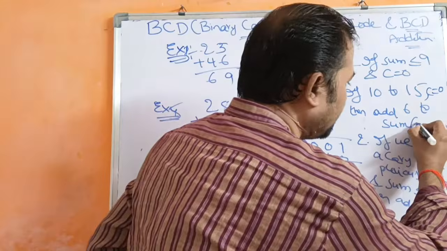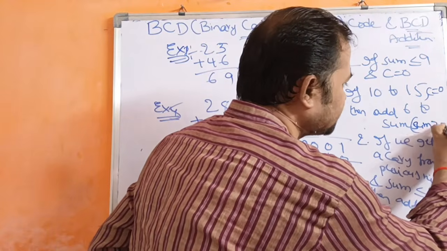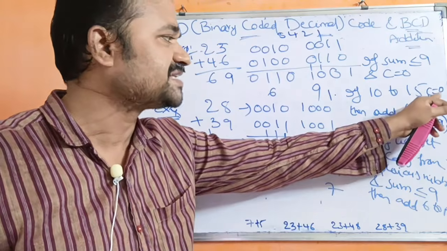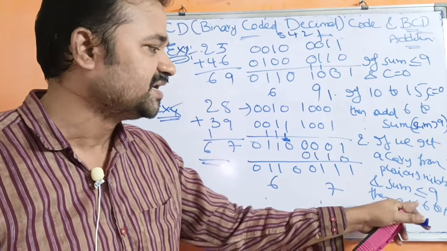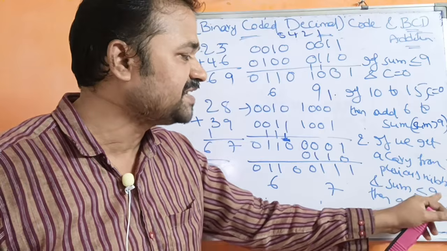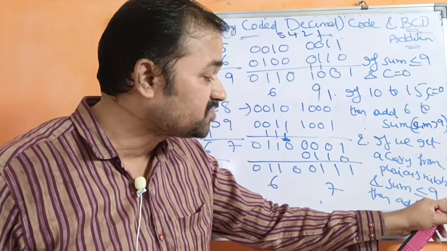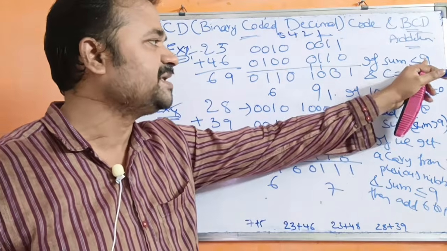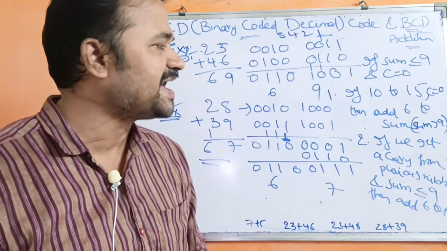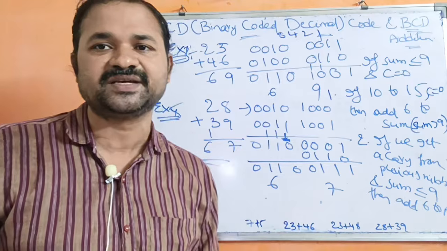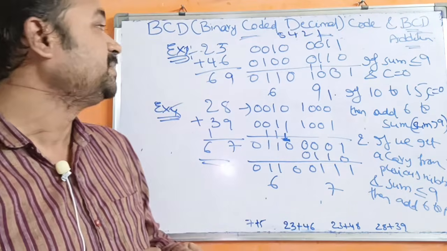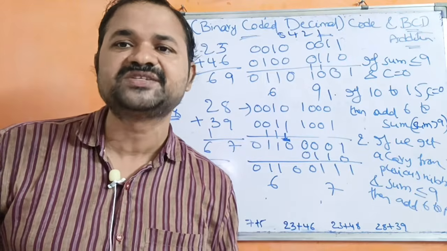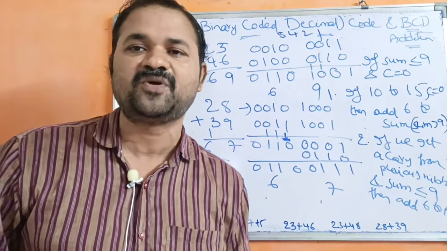So what is the condition here? Here the condition is sum is greater than 9. If sum is greater than 9 as well as C is equal to 0, you add 6. Here the condition is sum is less than or equal to 9 as well as carry is equal to 1, then you add 6. If sum is less than or equal to 9 as well as carry is 0, then we should not perform anything. So this is about BCD notation as well as BCD addition. In the next video, we will see about BCD subtraction with the help of some examples.